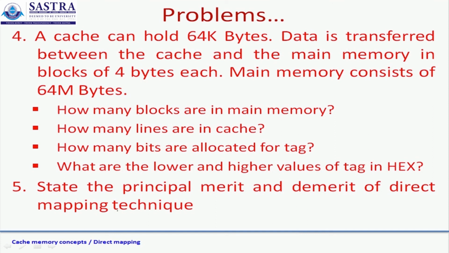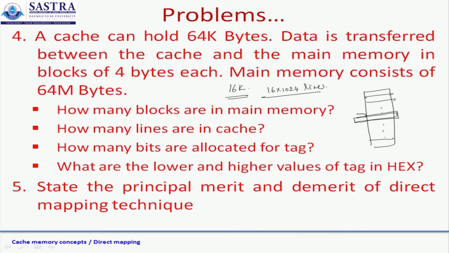Right. Actually we have 16 kilo lines, meaning 16 into 1024 lines in cache. It's very big. So many cache lines are available. But if we use direct mapping, we go to check only one line. Only one line. Why? Because the particular block will be mapped on a single line if we use direct mapping.